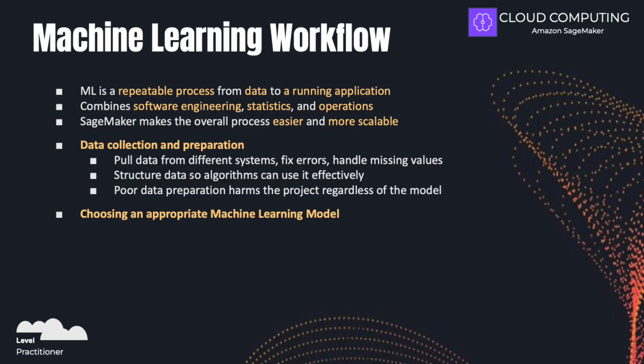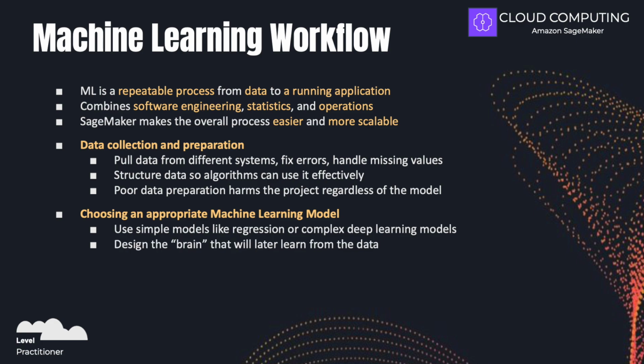Next, you build or choose a machine learning model. This could be a simple model like a regression or something more complex like a deep learning model. At this stage, you decide what type of model makes sense for the problem you're trying to solve, and you define how it should behave. Think of it as designing the brain that will later learn from your data.